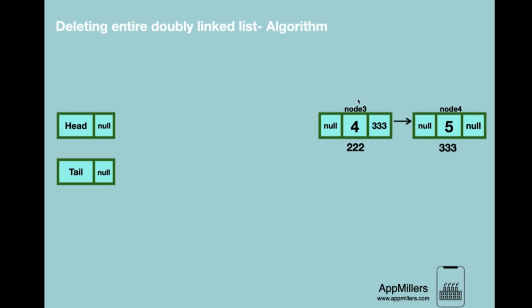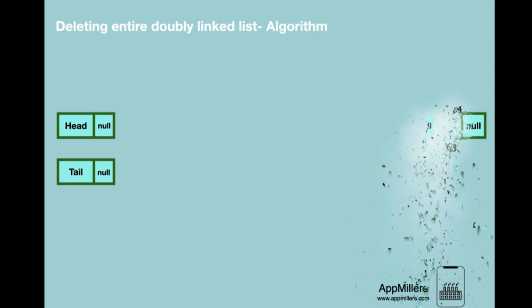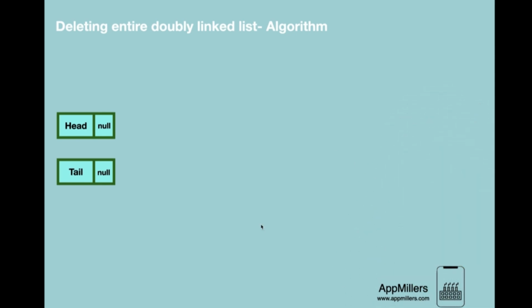After deleting this, we see that there is no link which points to node 3. So node 3 becomes eligible for garbage collection. This time the garbage collector deletes node 3. Then we see that there is no link to the last node. So the last node becomes eligible for garbage collection, and the garbage collector comes and destroys this. Now with this, deleting of the entire double linked list is complete.